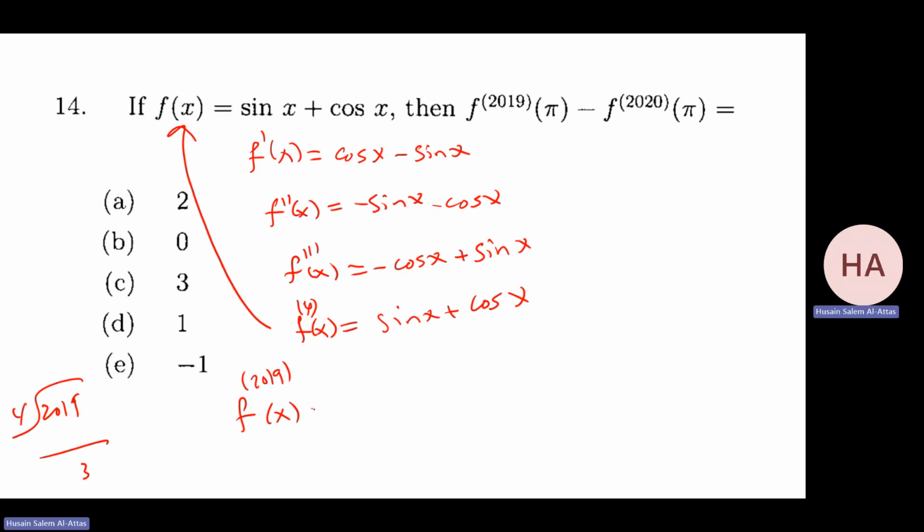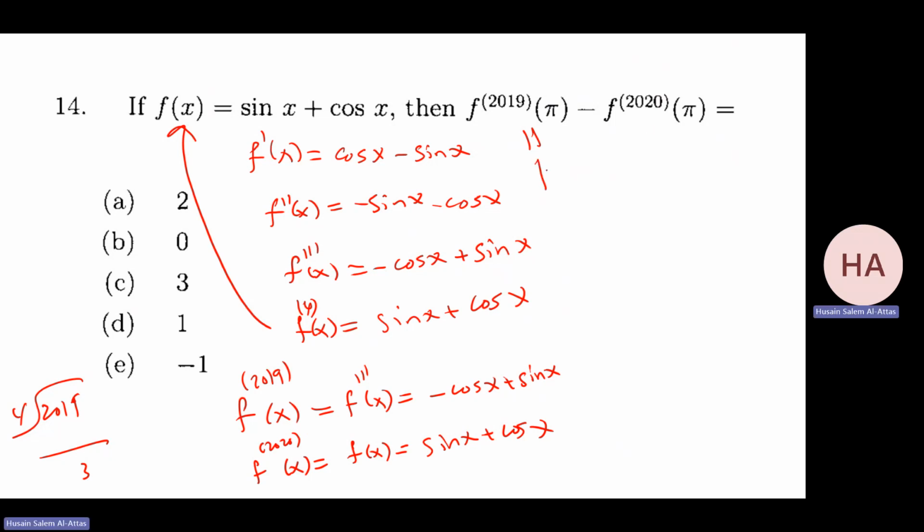So this is the same as the third derivative, which is minus cosine x plus sine x. For 2020, since it is divisible by 4, this is like the fourth, sine x plus cosine x. What I want at pi: the 2019th derivative at pi is minus cosine pi, that will be 1. And this one 20.